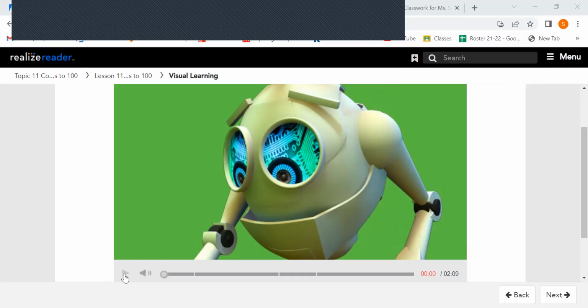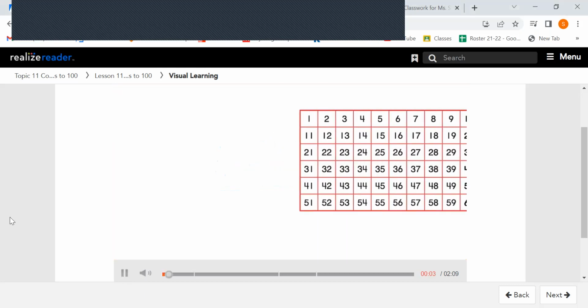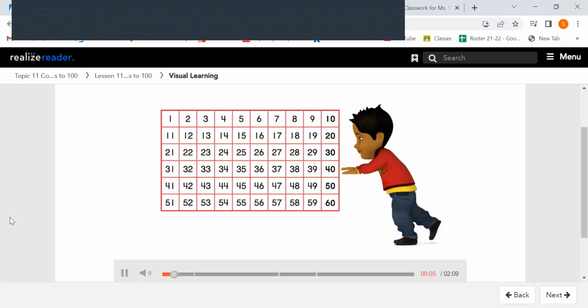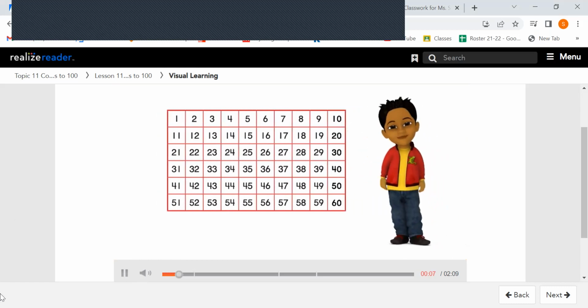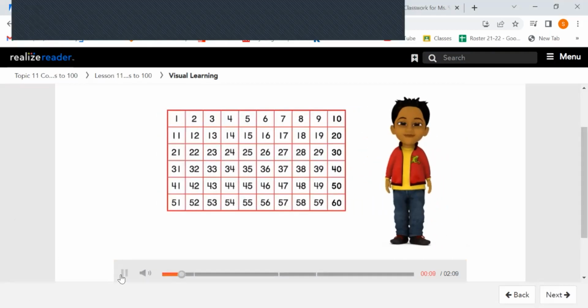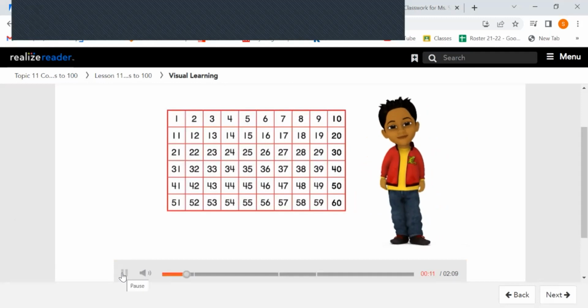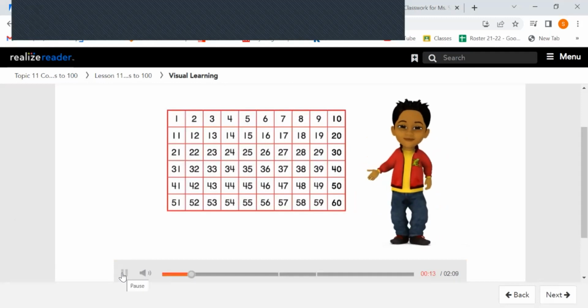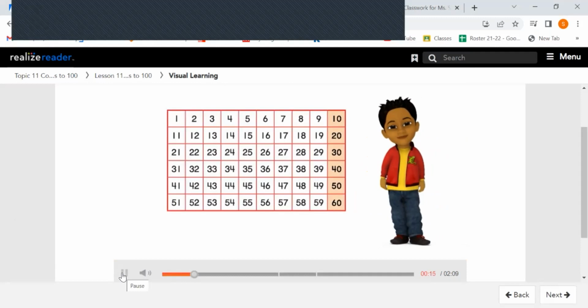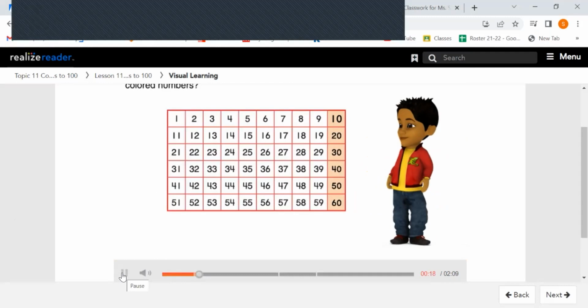Let's listen to our video. This is part of a 100 chart. It starts at 1. What number does it end at? It ends at 60. What numbers are colored? 10, 20, 30, 40, 50, and 60.